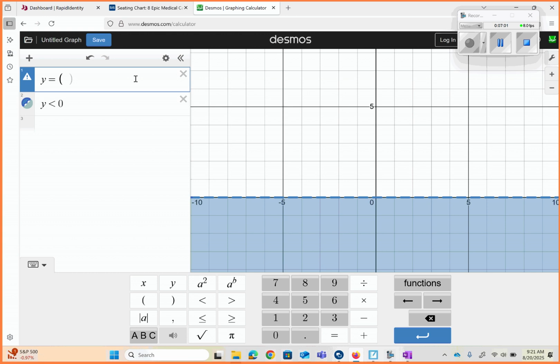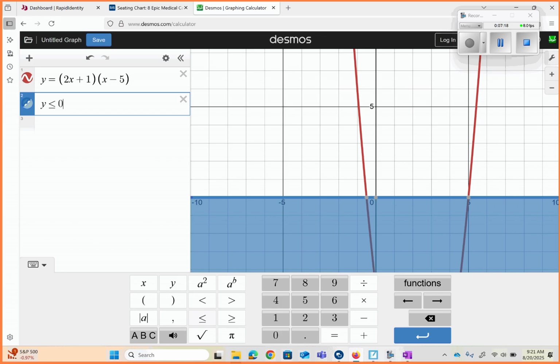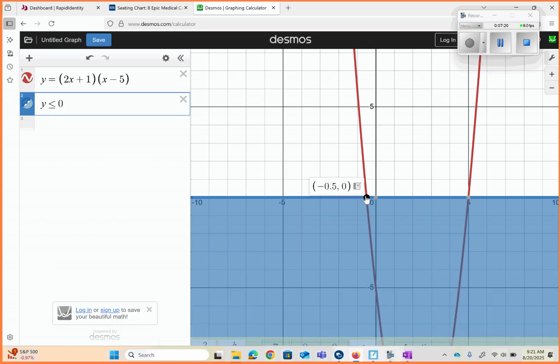I'm going to go 2x plus 1 and x minus 5. And then I can change this from that sign to less than or equal to 0, and now it becomes a solid line. And so this is going to go from negative infinity to negative half, because negative 0.5 is negative half, and it's going to go from, this is where we want it equal or less than 0. So we're talking about the region in between here.